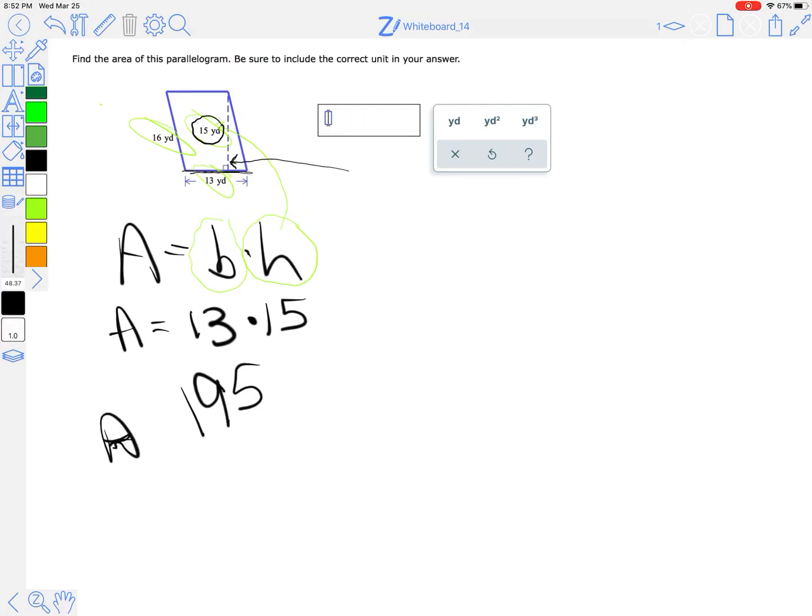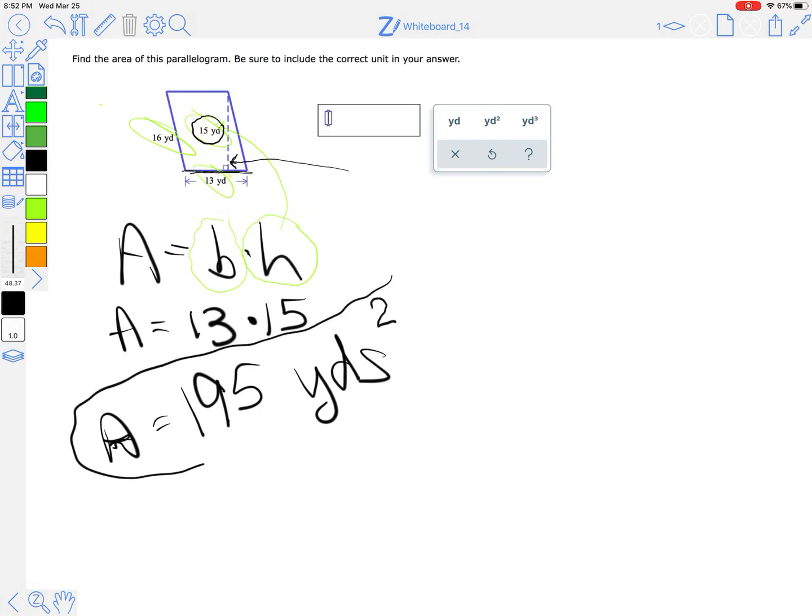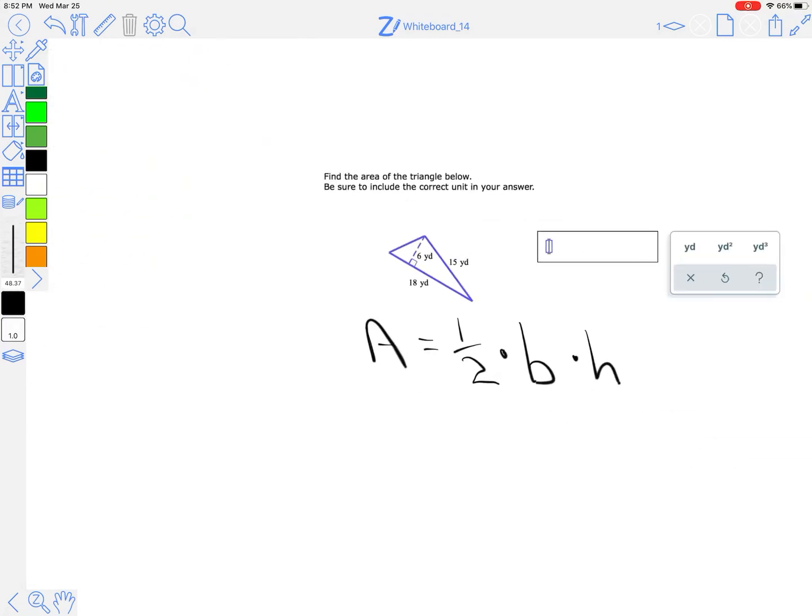And make sure we label it correctly. Our units are yards, and because we're finding area, it's yards squared. I guess here they just say square yard. So that's for a parallelogram. Not much different than a rectangle. Just make sure you find the height and base, because sometimes they give you that extra number.